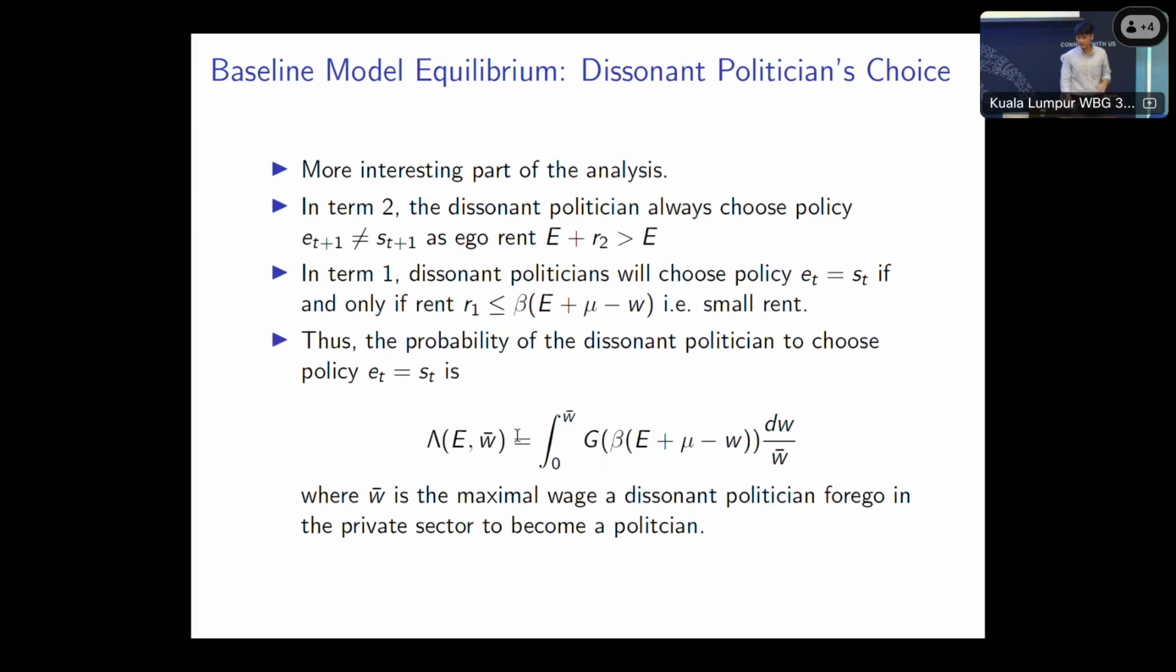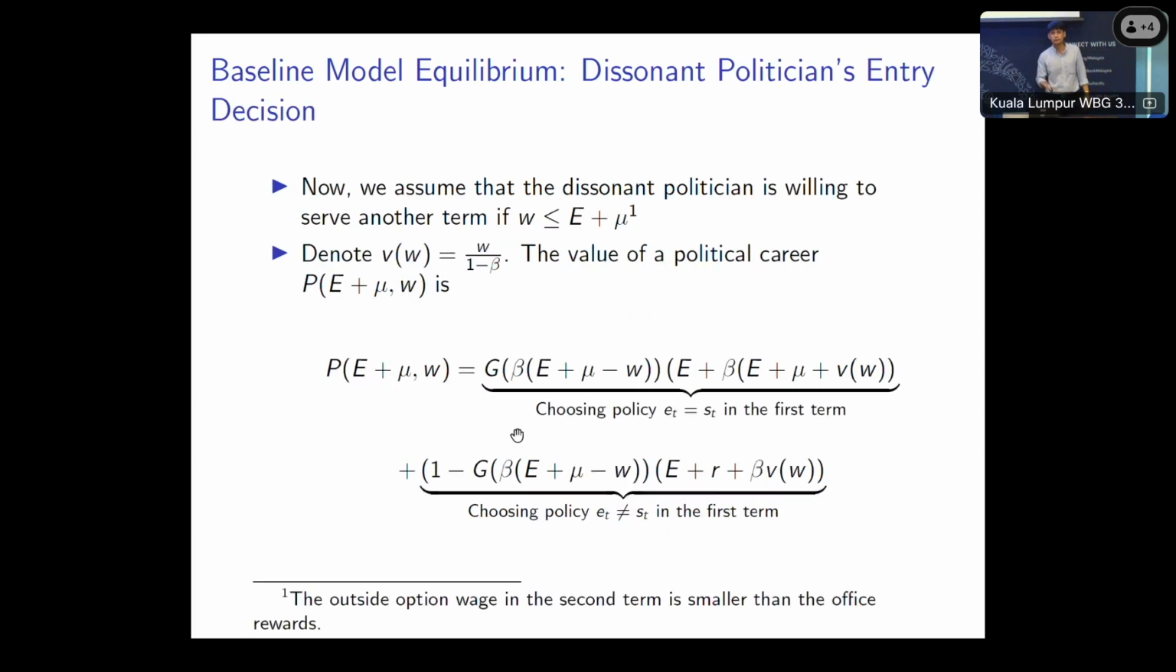In term one, the dissonant politician would only choose the same state if, let's say, the rent is smaller than the future reward that you get in the next term. So the probability is just the integral of G here, and then you integrate it across the wages. And W is the maximum wage a dissonant politician forgoes in the private sector to become a politician. So, straightforward.